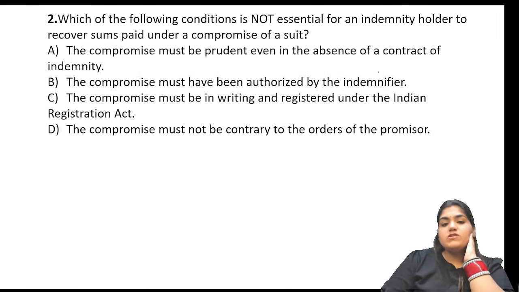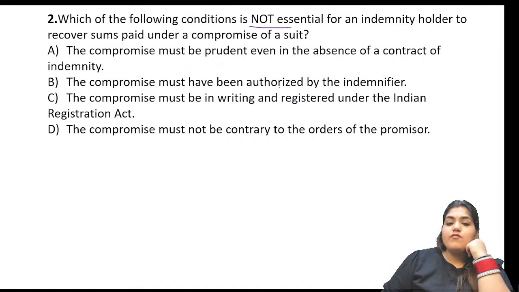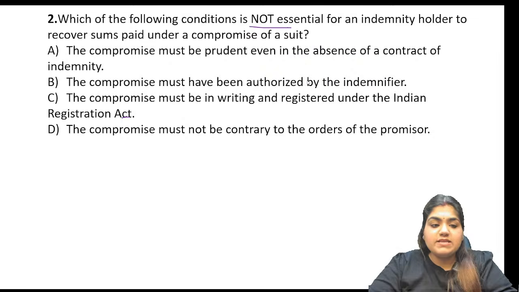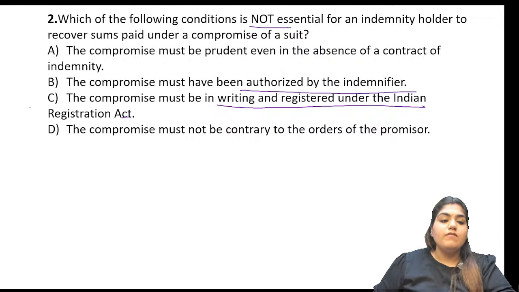Which of the following statements is not an essential for an indemnity? The compromise must be prudent even in the absence of the contract of indemnity. The compromise must not have been authorized by the indemnifier. The compromise must be in writing and registered under the Indian Registration Act. The compromise must not be contrary to the other promisor. If it is not an authorized compromise, it is not an essential. The compromise must be in writing? We do not need to write it down.